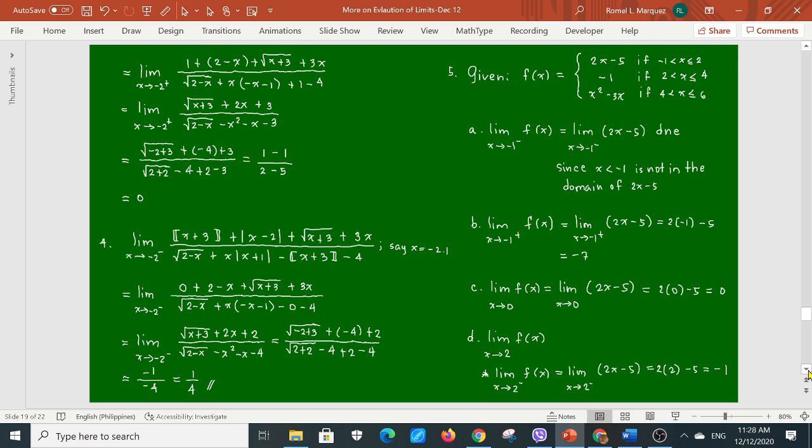What about from the right? Remember the problem, guys? Do you still remember the problem? Negative 1 to 2, 2 to 4, 4 to 6, and this. So what about the limit as x approaches 2 from the right this time of f of x? From the right, f of x is defined by what function? A constant function, right? Which is negative 1. So the limit of this is negative 1.